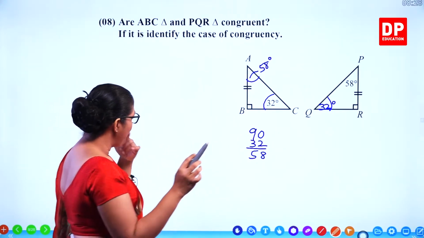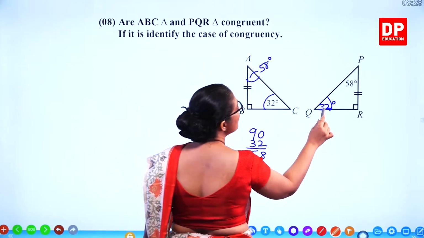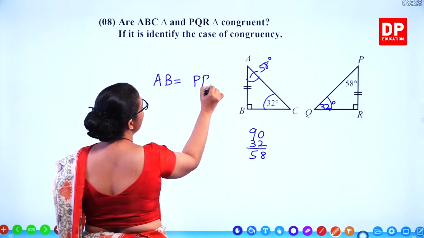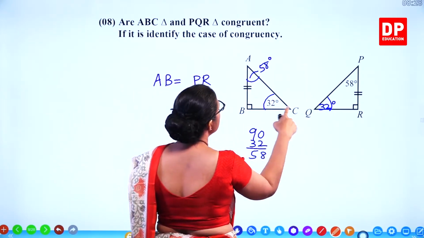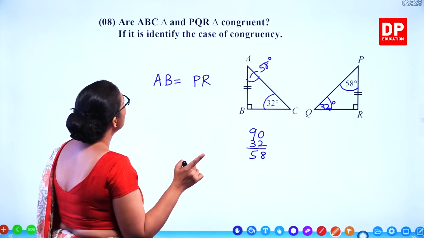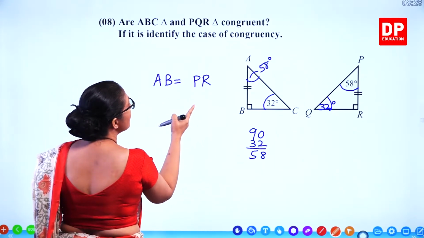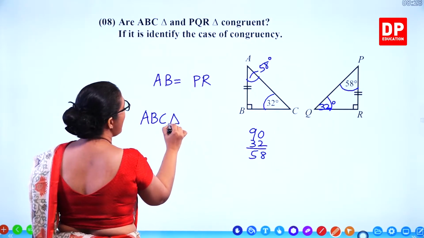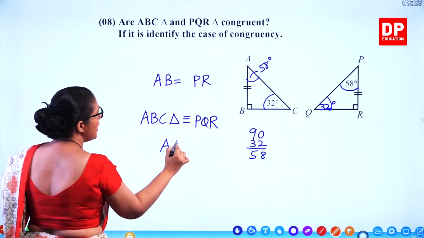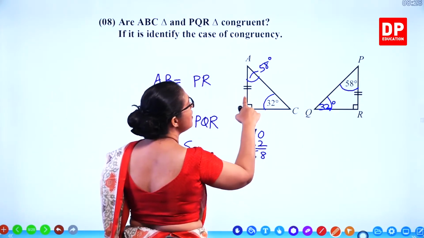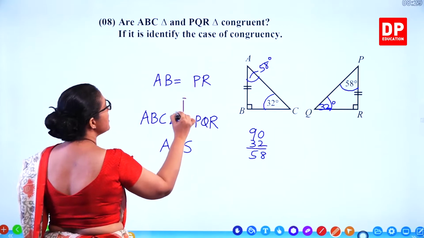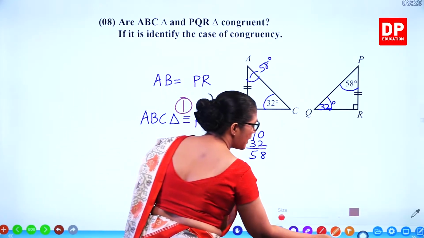Now let's see. Opposite to 32 length is equal to opposite to that. So that's okay. So that's correct. So AB is equal to PR. Then two angles are the same. So that means these two are congruent. So you can write ABC triangle is congruent to PQR triangle. What's the case? Angle, angle and one side. So angle, angle, side. So you get 2 marks. 1 mark for identifying the congruency and 1 mark for the case.